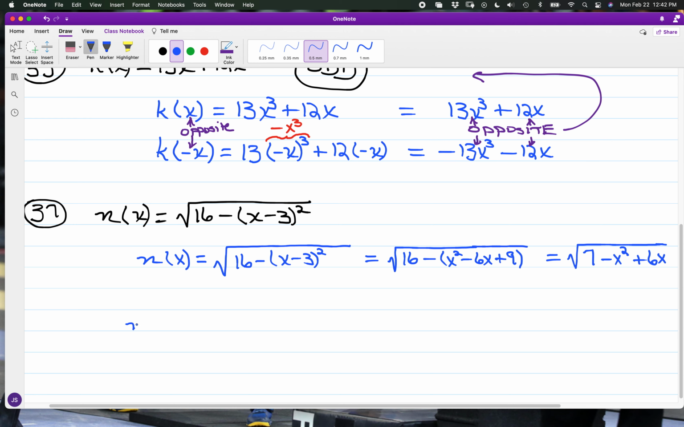Now, if I take what I have for n of negative x, replacing x with negative x, we have 16 minus the square of, not x minus 3, but negative x minus 3.